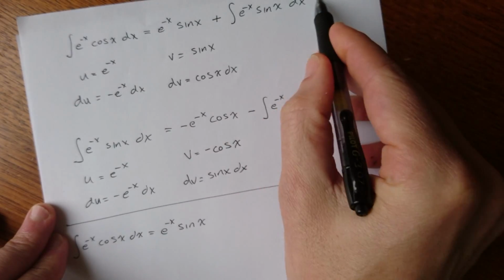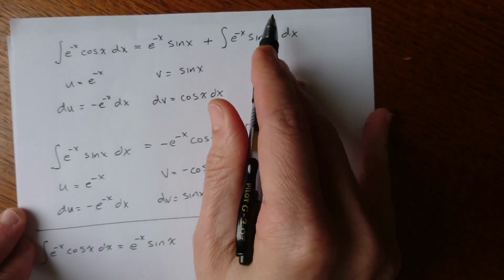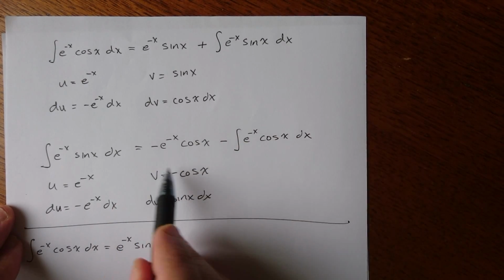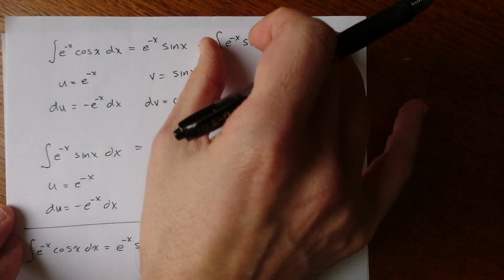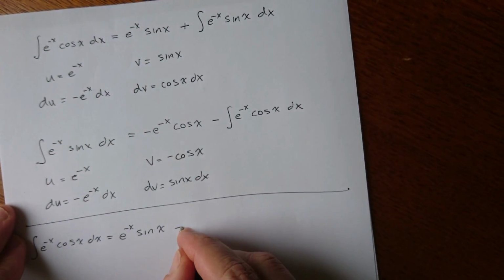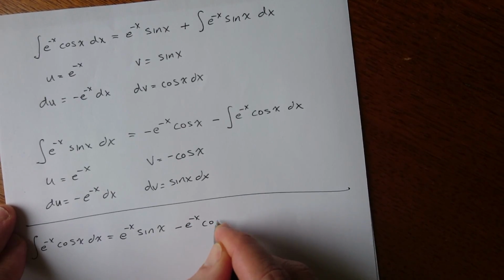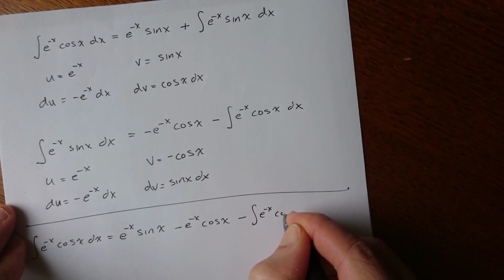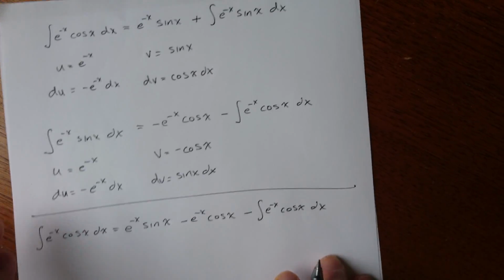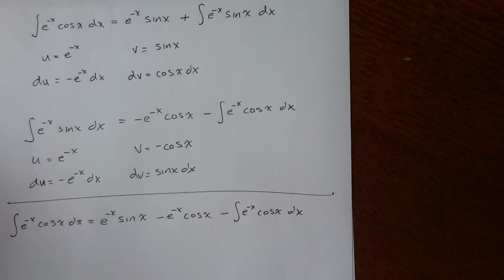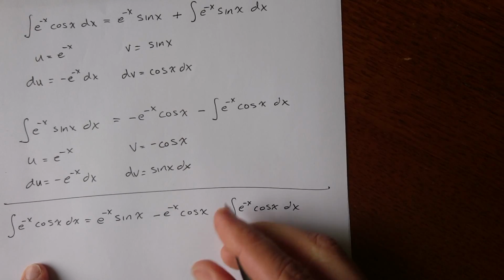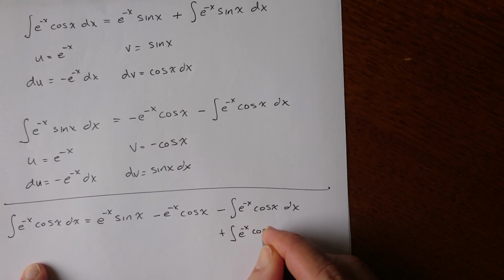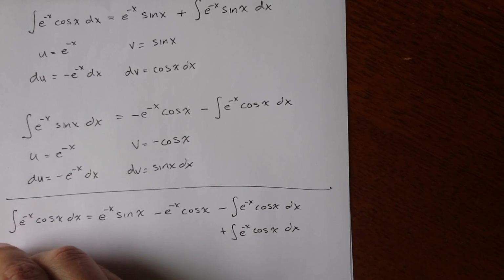And now this integral here, right, we worked out is equal to this down here. So we're going to put this all in place of that right here. So I get minus e to the negative x cosine of x minus e to the negative x cosine of x dx. Okay, so now we're just going to use algebra. I'm going to add this integral to both sides.